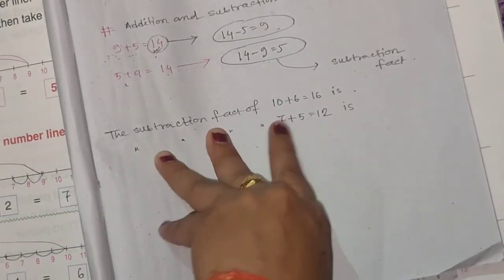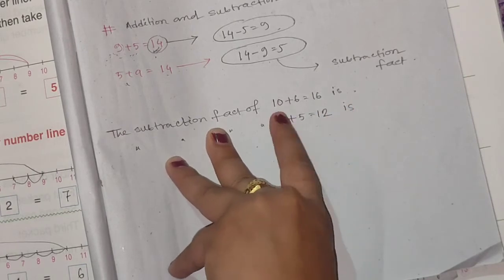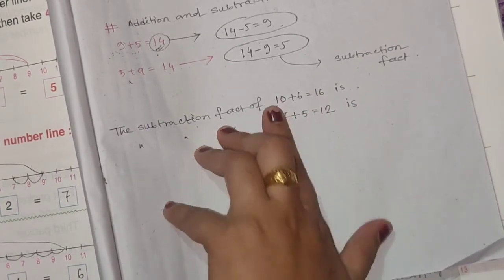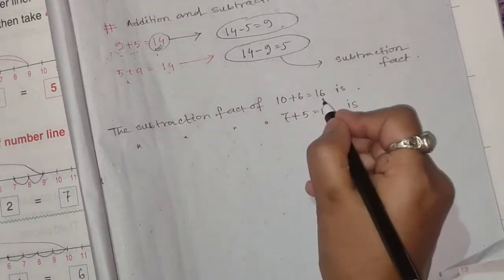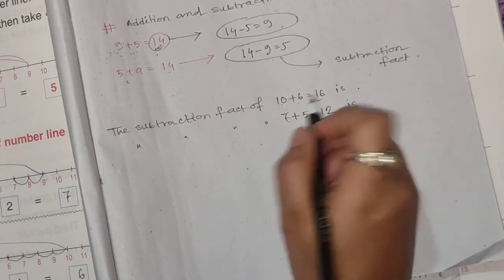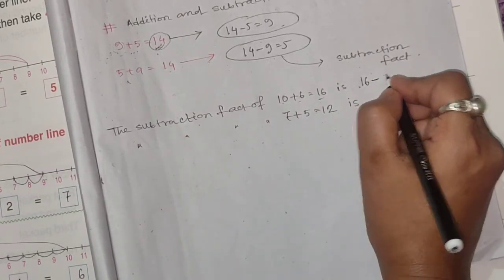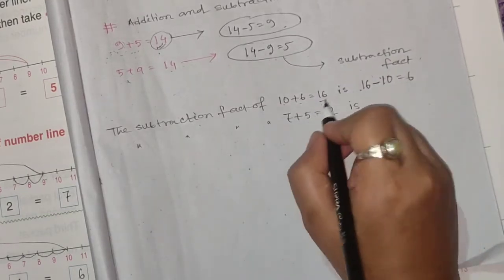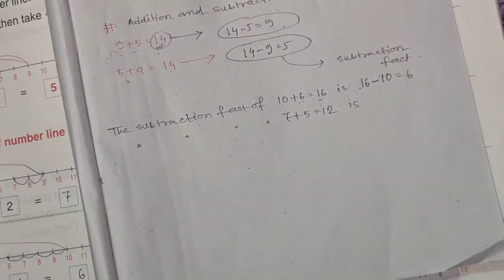The subtraction fact of 10 plus 6 equal to 16 is. So what will be the subtraction fact of this addition fact? The value is 16 and the numbers are 10 and 6. So if you subtract any number from this value, we will get the other number. So subtracting 10 from 16, you will get 6. So this will be the subtraction fact.